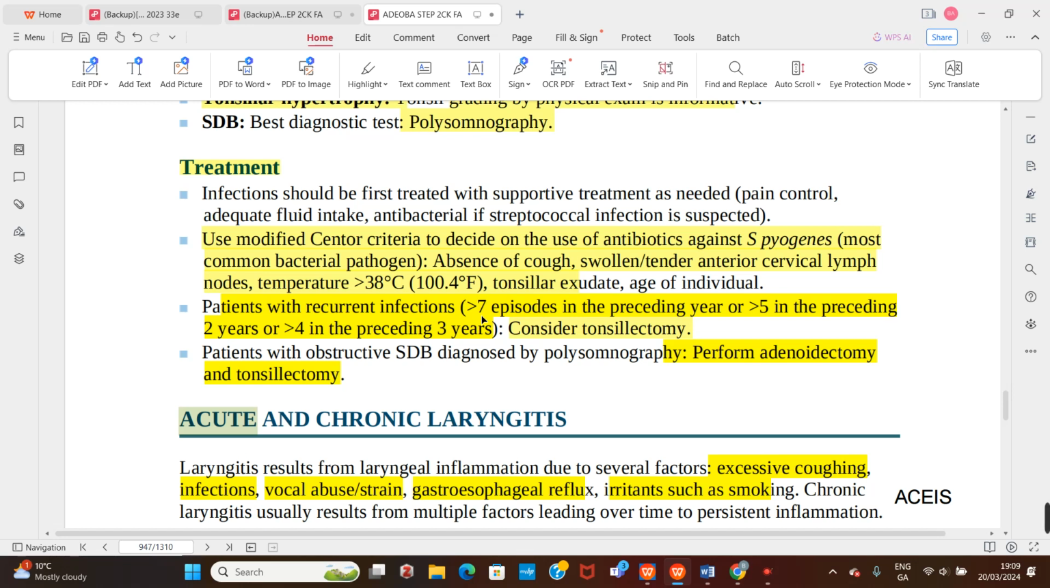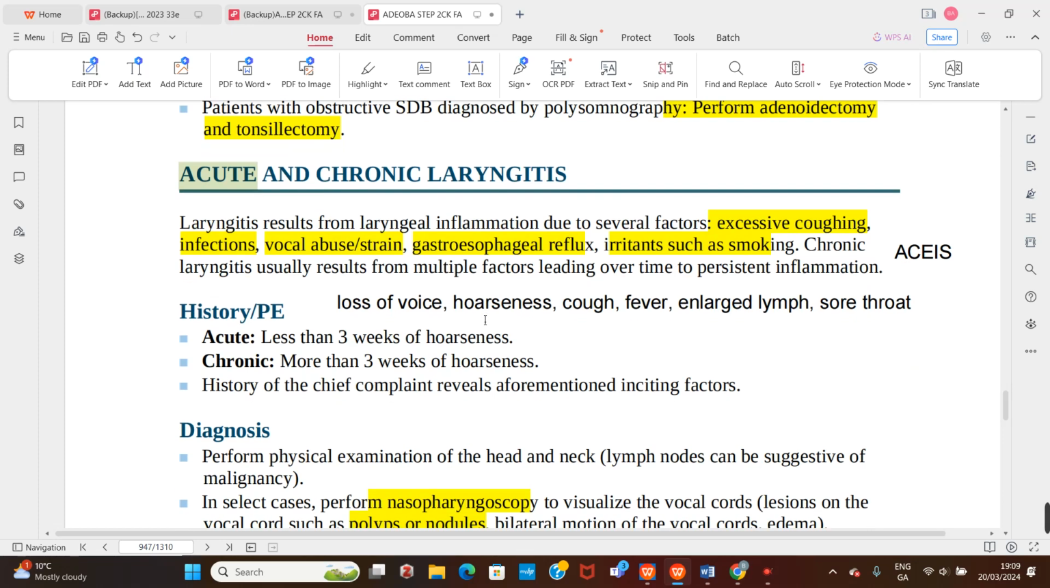If that person is having features of obstructive sleep apnea, which you have diagnosed with your polysomnography, you have to remove both of them, your adenoid and your tonsil. You perform an adenotonsillectomy. So that's the reason why you are doing your polysomnography. You have to do adenotonsillectomy.